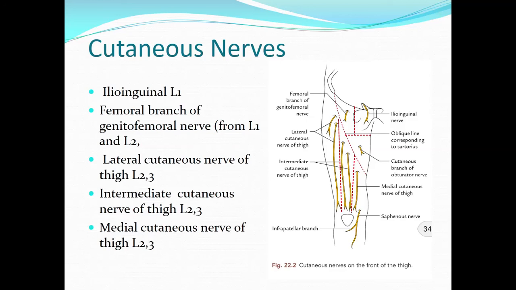The area below the ilioinguinal nerve is supplied by cutaneous branch of obturator nerve, and the area medial to the patella or infrapatellar region is supplied by saphenous nerve. So these are the nerves supplying the anterior aspect of thigh.